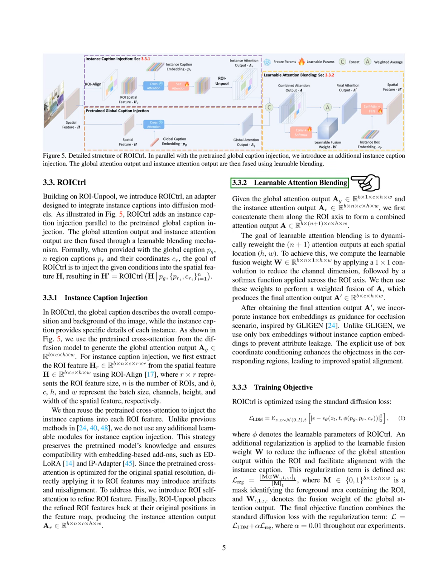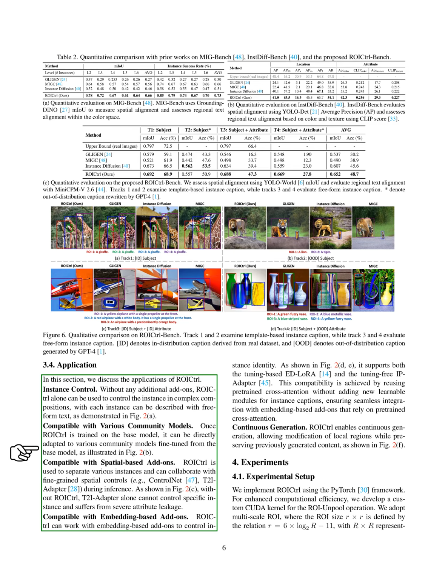Section Application. In this section, we discuss the applications of ROICtrl. First, we can use ROICtrl for instance control in complex compositions without any extra tools. Each instance can be described using free-form text, as shown in our first figure. Next, once we train ROICtrl on a base model, it can easily adapt to various community models that have been fine-tuned from that base model, which we illustrate in our second figure.